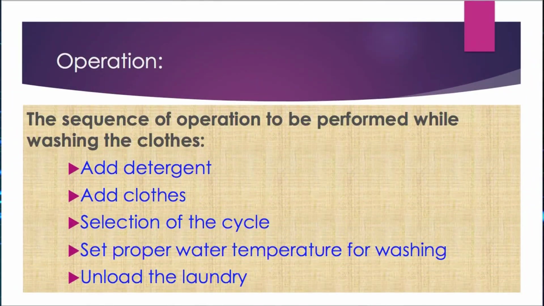Here is the sequence of operation to be performed while washing the clothes. First, add detergent. Second, add clothes. Third, selection of the cycle. Fourth, set proper water temperature for washing. And the fifth one, unload the laundry.